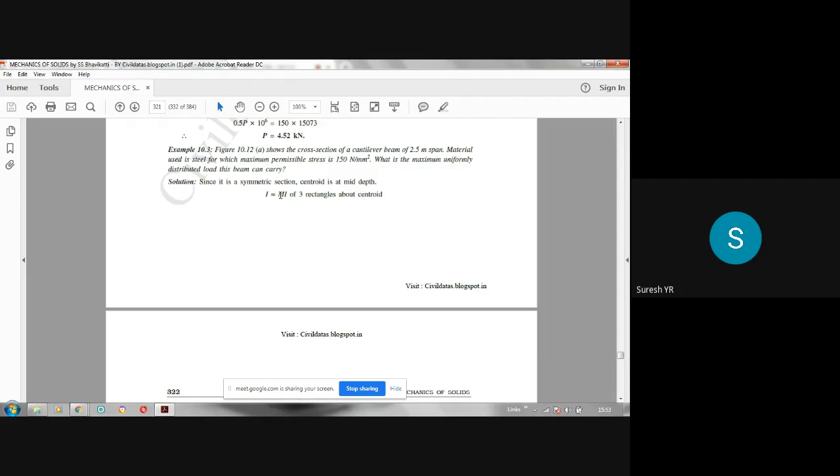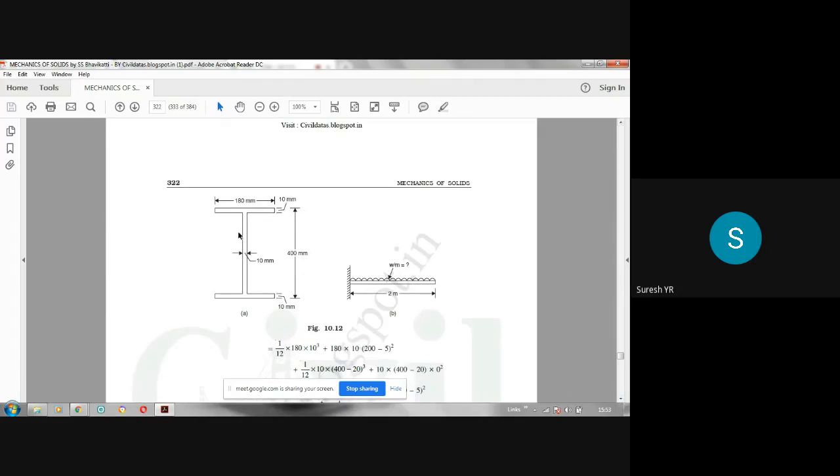See the problem figure here. He has given a figure that shows the cross section of a cantilever beam of 2.5 meters span. So this is the cross section. He has given a symmetrical I section. Sometimes beams are provided with I section also. Don't think it is always provided with only a rectangular section. It can be provided with T section, I section, like that.